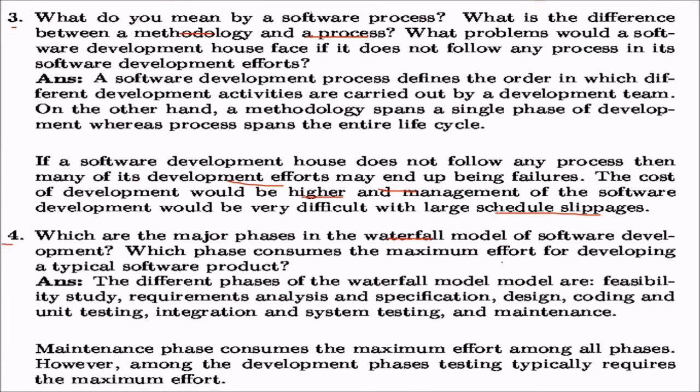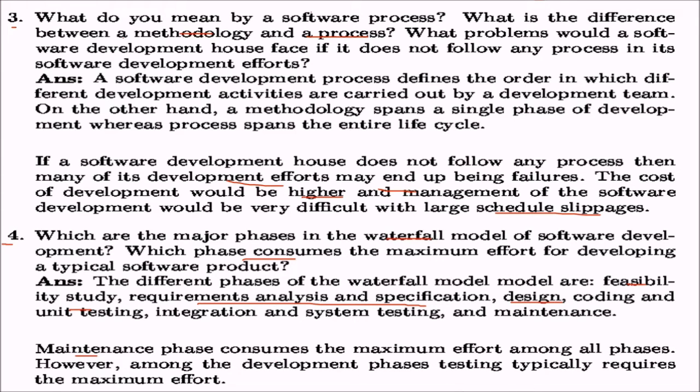So the phases of this waterfall model are: first our feasibility study, then requirement analysis and specification, then comes the design followed by coding, then unit testing, integration and system testing, and finally the maintenance phase. And which phase consumes the maximum effort? We've seen that it consumes almost 60% of the effort, and that phase is your maintenance phase.